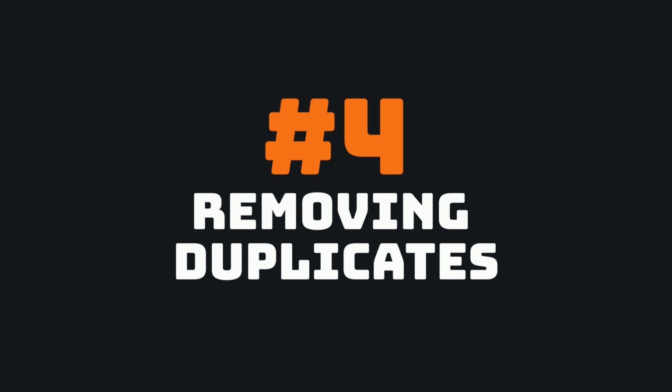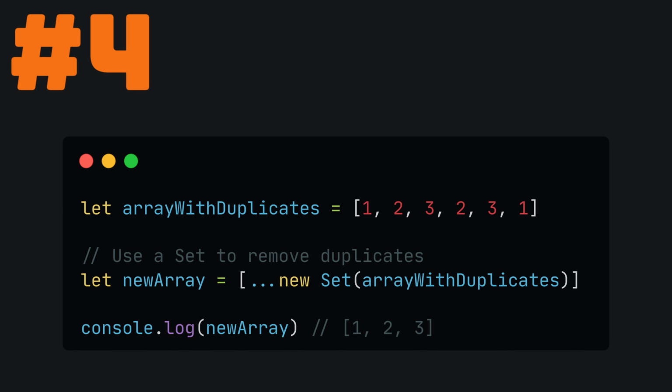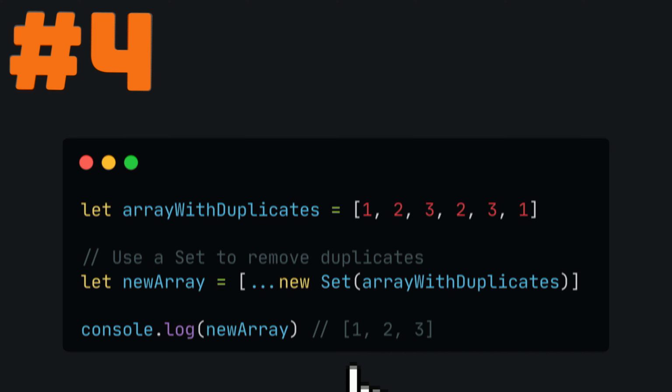Feature number 4 is remove duplicates from an array. If you ever needed an easy way to remove duplicates from an array, simply create a new set with the array and spread it to a new array. And now, no more duplicates.